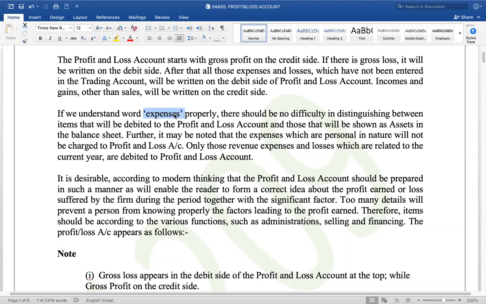Okay, so profit and loss account should be prepared in such a manner that any person who is reading should be able to understand it. Okay, because most of the shareholders are not accountants. You should prepare in such a way that they understand it easily, and too many details will confuse the person. So therefore, try to make the presentation of the profit and loss account as far as possible simple and lucid, to be understandable to all the stakeholders.